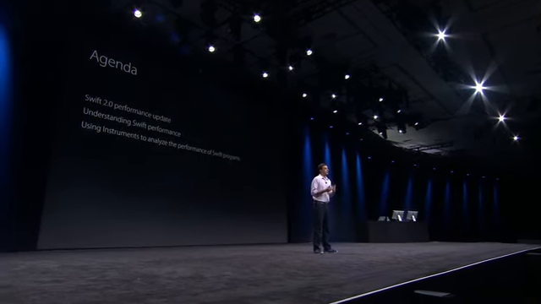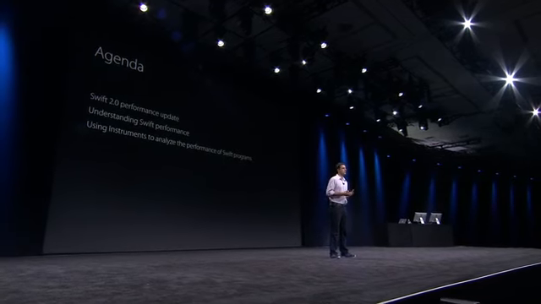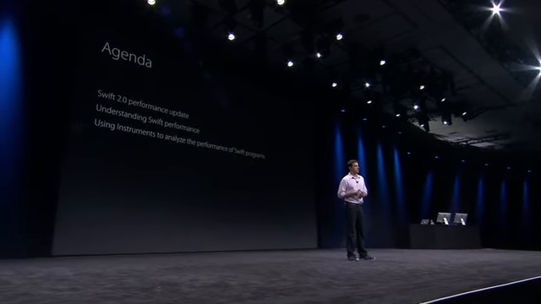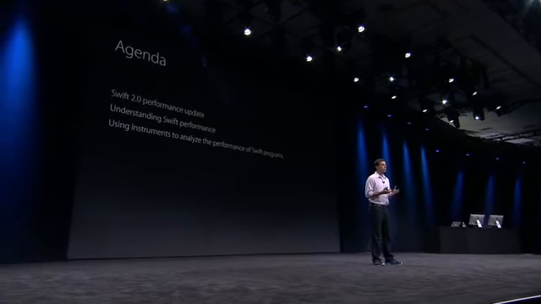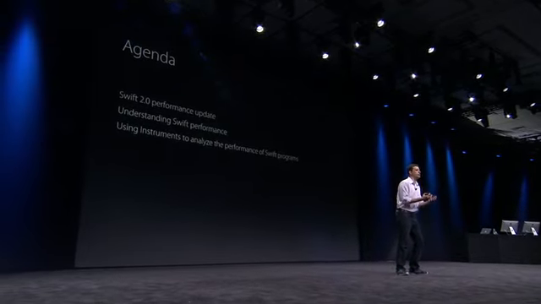Today, I'll start by telling you about some of the new compiler optimizations that we've added over the last year. Later, Michael will describe the underlying implementation of Swift and give you some advice on writing high-performance Swift code. And finally, Joe will demonstrate how to use Instruments to identify and analyze performance bottlenecks in your Swift code.